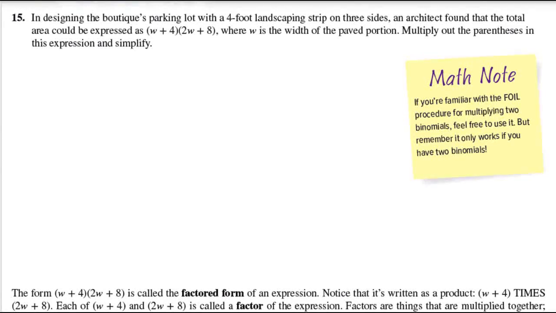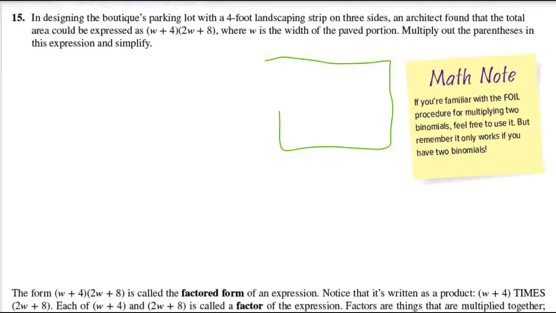So the parking lot, the 4-foot landscaping strip on 3 sides. An architect found that the total area could be expressed as W plus 4 times 2W plus 8, where W is the width of the paved portion. So multiply out the parentheses, this expression, and simplify.